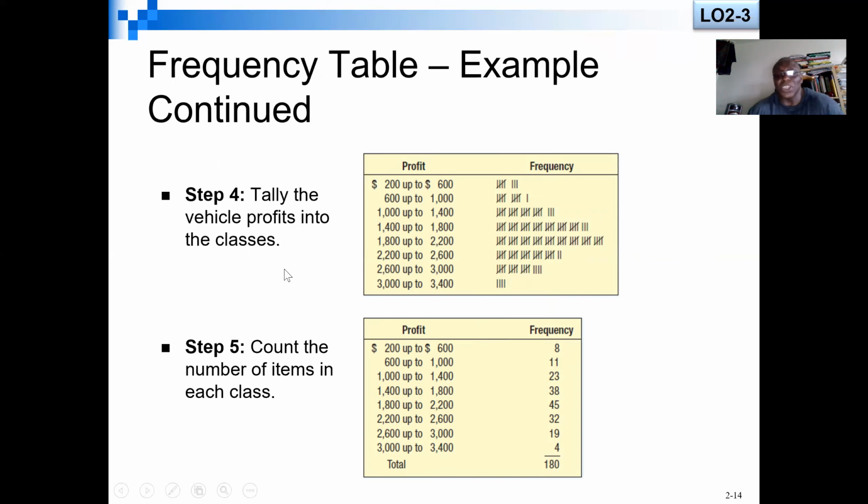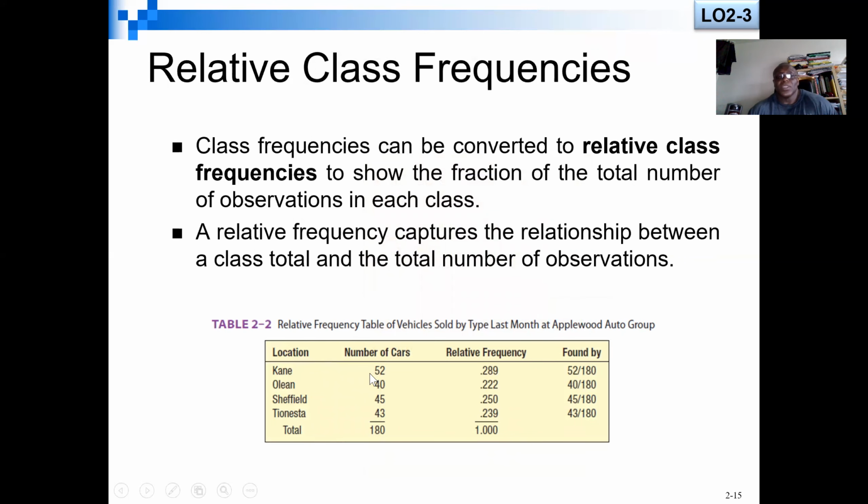So here they say we should tally the vehicle profit into the classes. Then also we should count the number of items in each class. So relative class frequency, as we said earlier, is like a part or percentage of each category. If I have 52 for cane, 52 divided by 180 gives me 0.289. The relative frequency captures the relationship between the class total and the total number of observations.